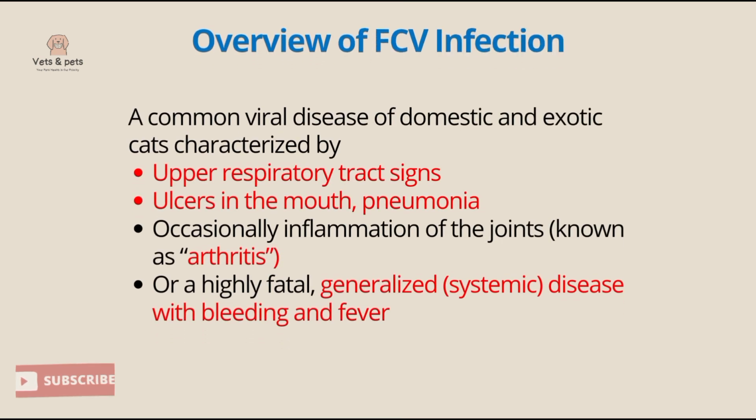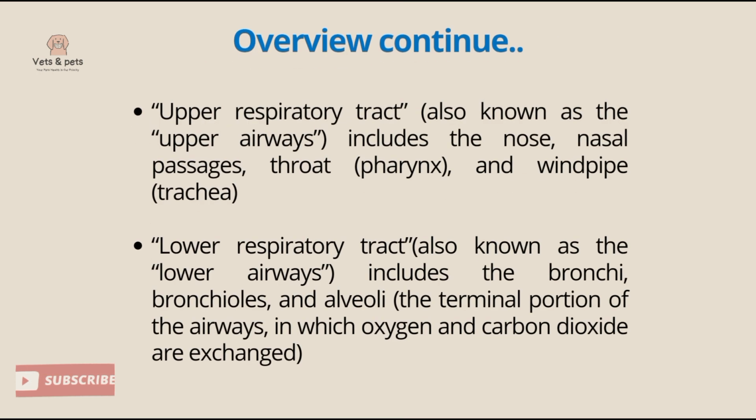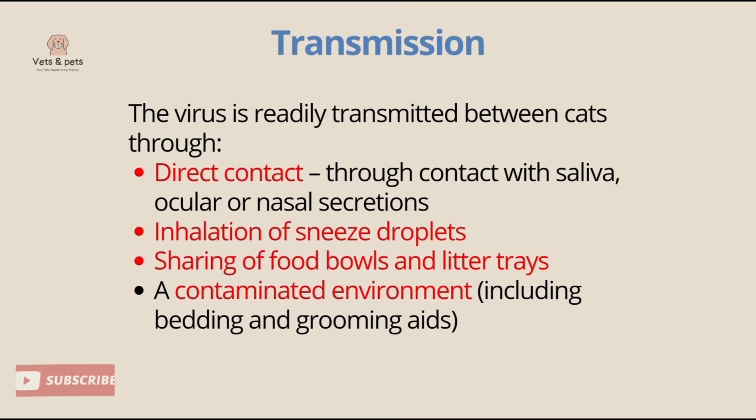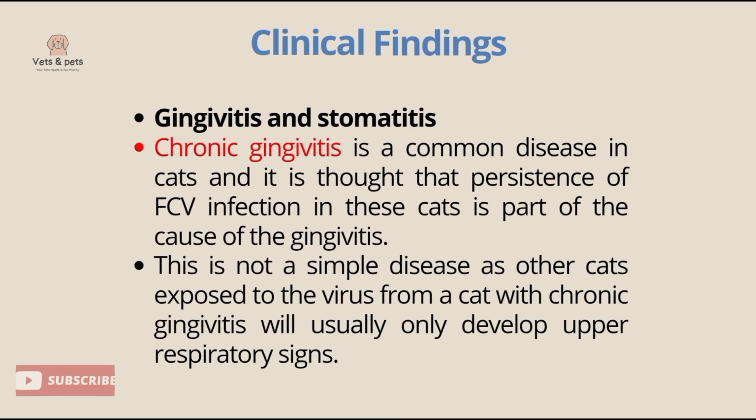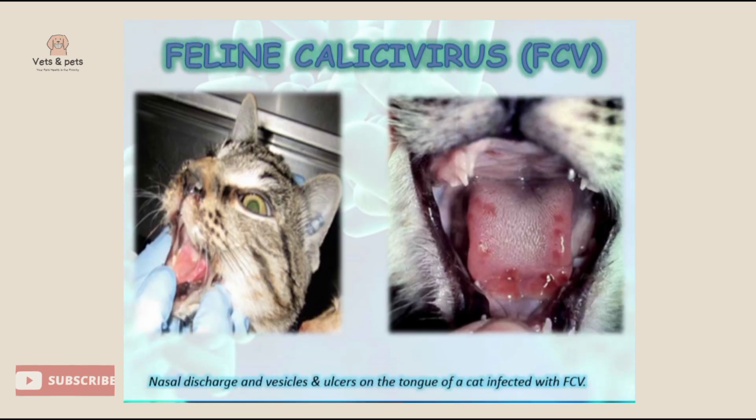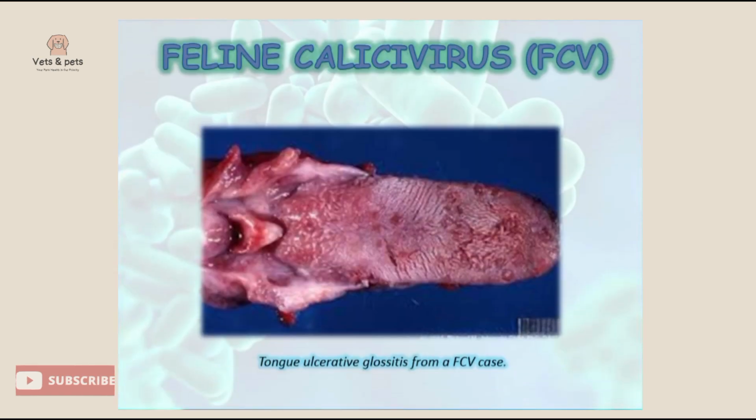FCV is a common respiratory disease in cats. It usually attacks the respiratory tract, like the lungs and nasal passages, and the mouth, with ulceration of the tongue, as well as the intestines and musculoskeletal system. A common viral disease of domestic and exotic breeds, characterized by upper respiratory tract signs and ulcers in the mouth. Occasionally, inflammation of the joints, known as arthritis. It can be a highly fatal, generalized disease with bleeding and fever.